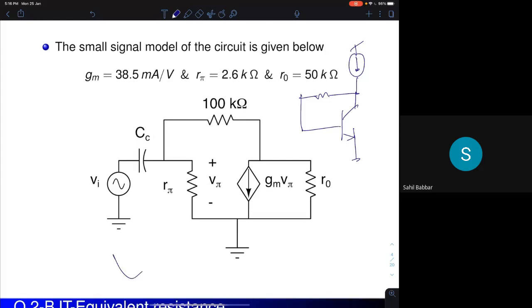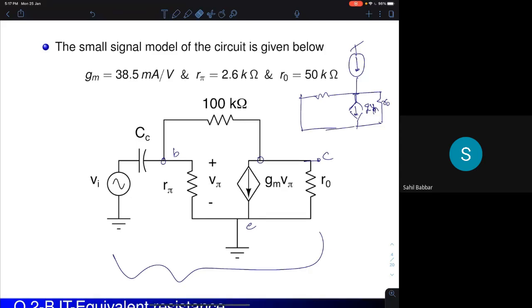So this is your small signal model. You replace your BJT with its small signal model. This is your collector, emitter, base. I replaced the BJT here. From the collector, I have a current of gm vbe, or gm v, and from collector to emitter there is a resistance r0. Here is the base terminal, and this resistor is 100 kilo ohms. From base to emitter, there is a resistance of r pi and a capacitor at the input. That's what I've drawn here.